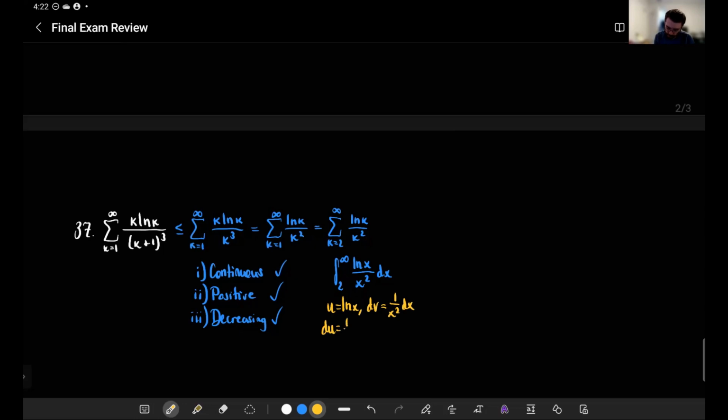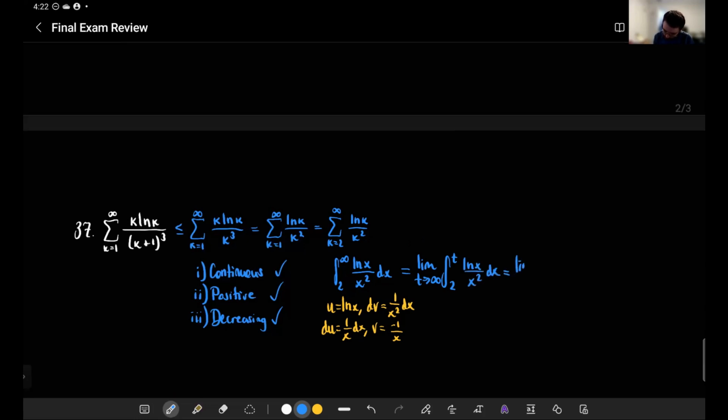Differentiate u to get 1 over x dx. Integrate dv to get v as, let's see, 1 over x squared is x to the negative 2, so that becomes x to the negative 1 over negative 1. That's negative 1 over x. And now we apply the formula. Let's first write this as a limit so it doesn't look like an improper integral anymore, and then I'll apply the formula. Natural log x over x squared dx.